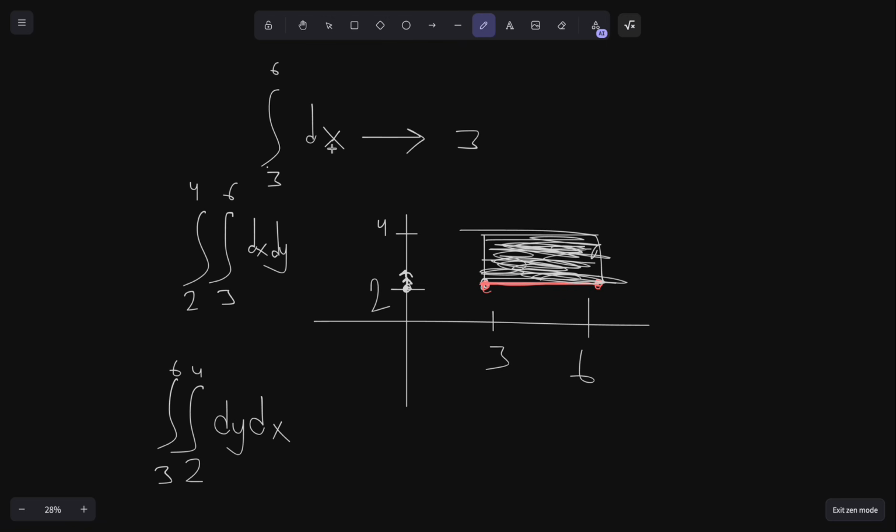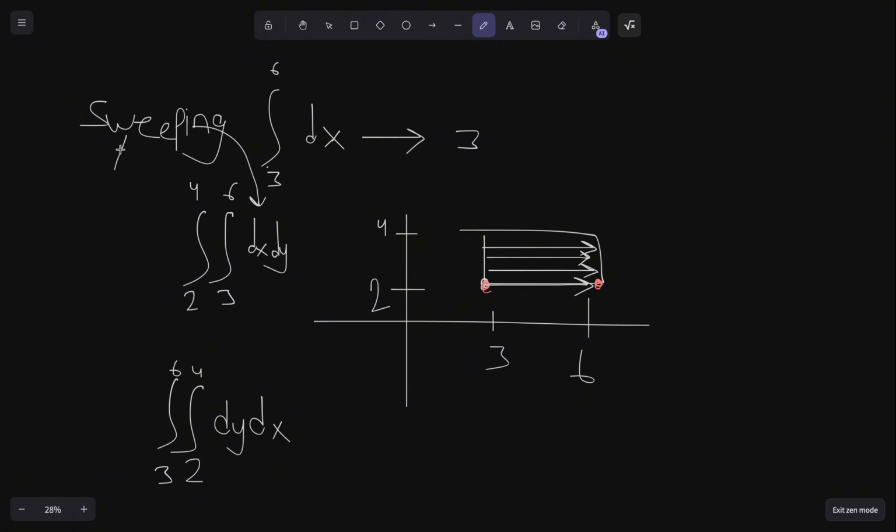And so notice how when this dx is first, what we're doing is sweeping across in the x direction. So this inner thing right over here represents sweeping across. While this dy here, a lot of times it's actually pretty easy to think about dy as something like: pick a constant from here.